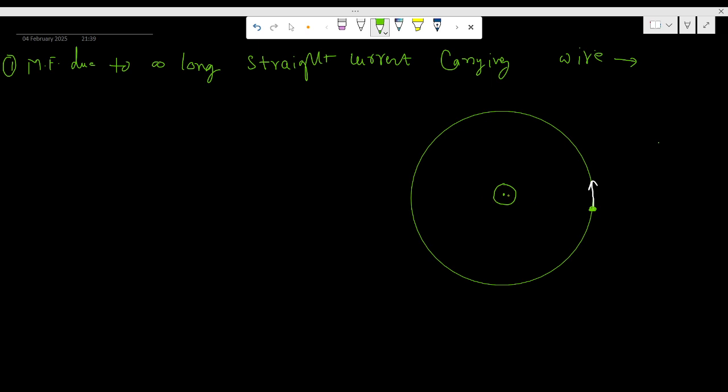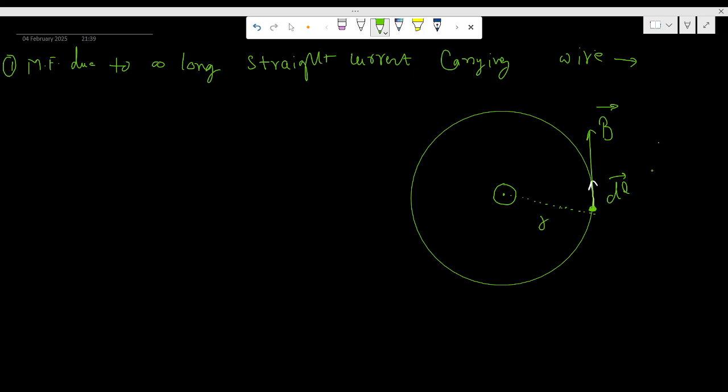So we need to join this point from the center. So this is the radius. The radius is r. And now we have to draw the magnetic field at that point also. You can draw the magnetic field at that point by just drawing the tangent at that point. So this is the perfect tangent. B vector is the magnetic field, and dl vector is the direction of length.